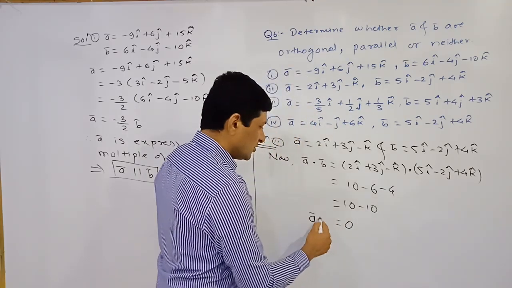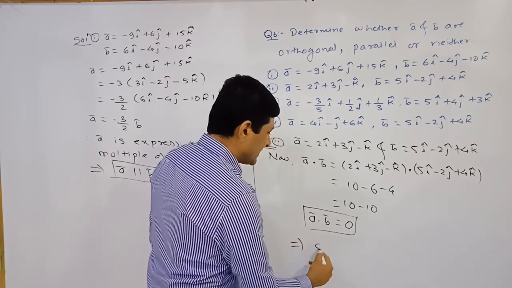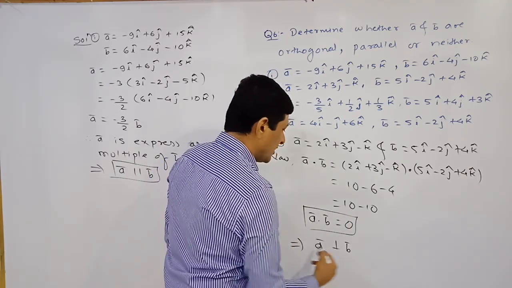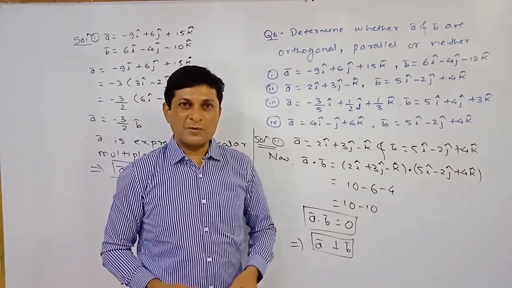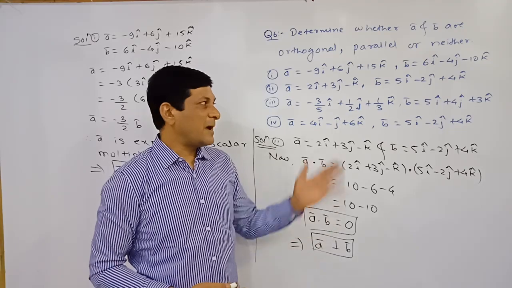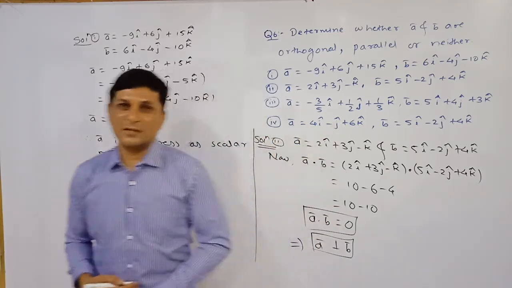So we have shown that the dot product of these two vectors is equal to 0. So it implies that A bar is perpendicular to B bar. In this way, we have shown that these two vectors are perpendicular. The same method we are applying in the third and fourth examples. Now let us try to solve example number 3.